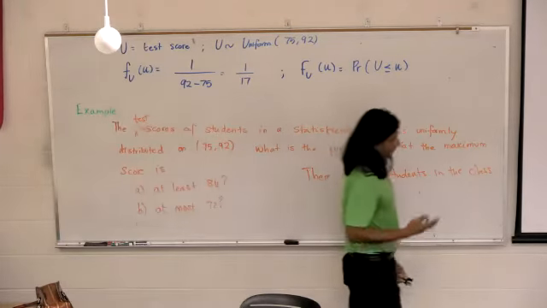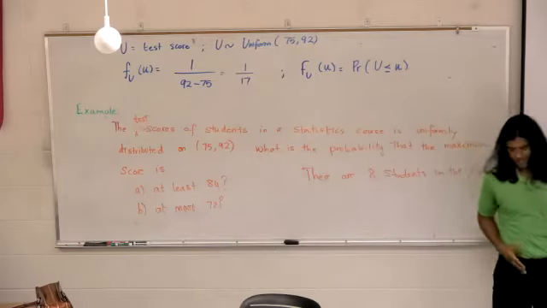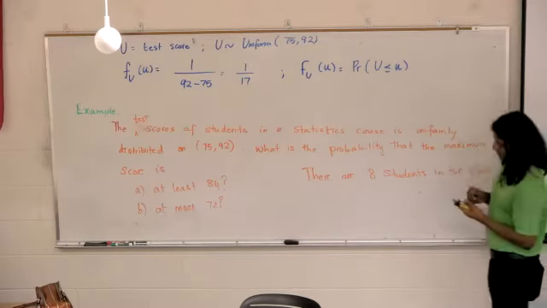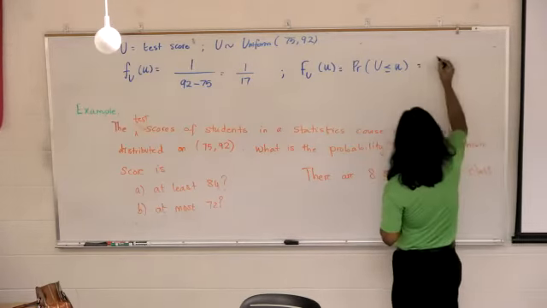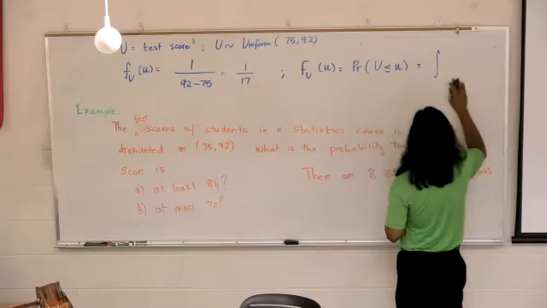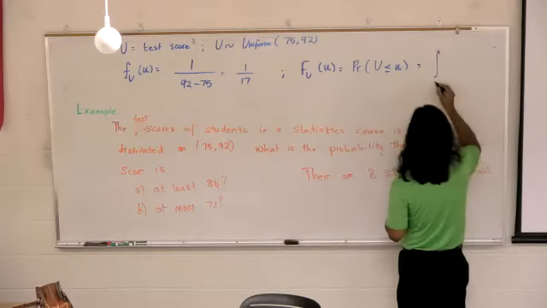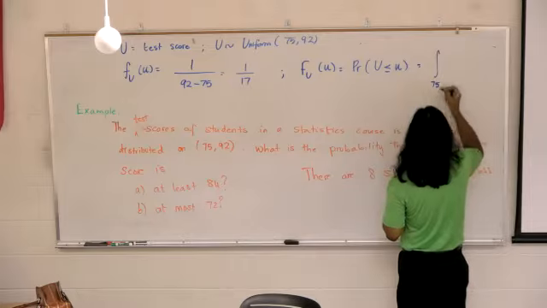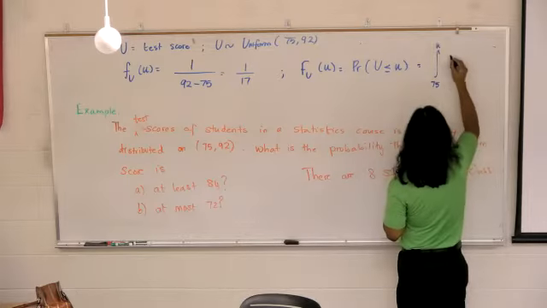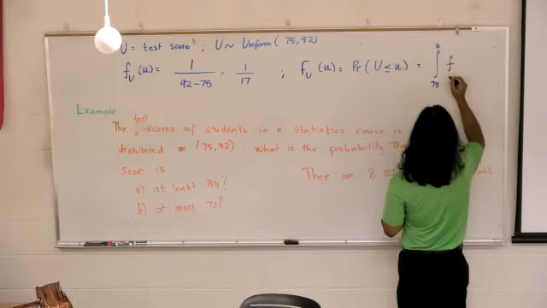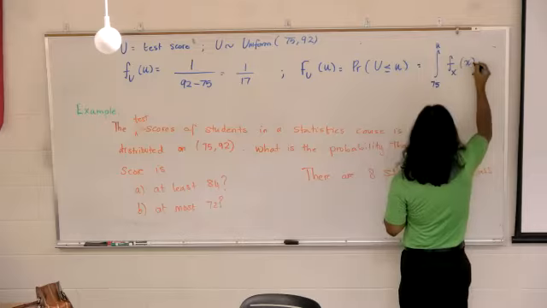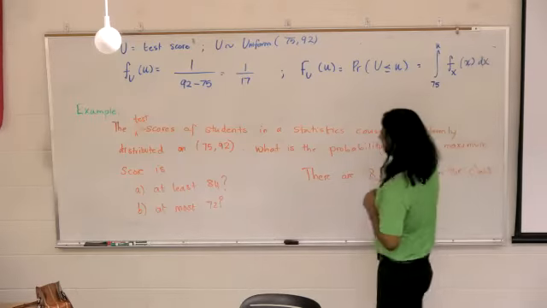Find out from experience what the answer is going to be. In case you don't, what we can do is simply do the integral from the minimum value of the support, which is 75, to U. I'll use a dummy variable, f(x) dx.